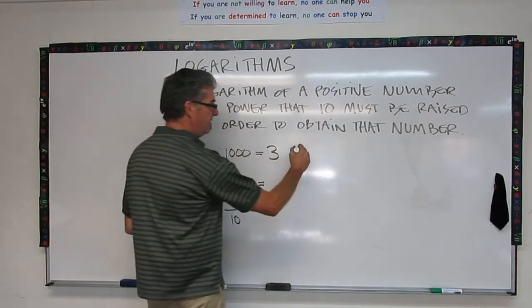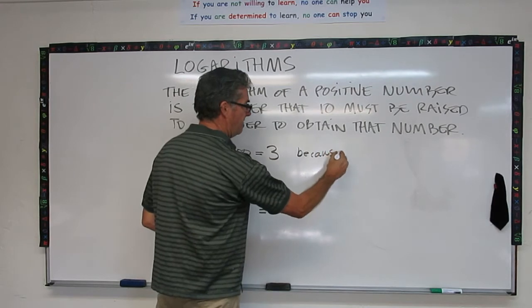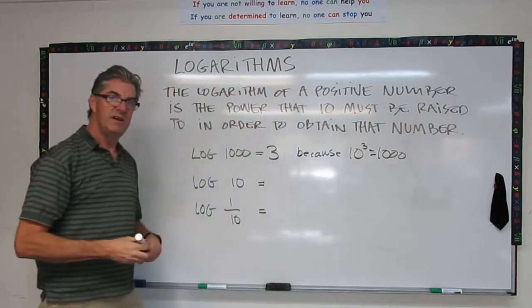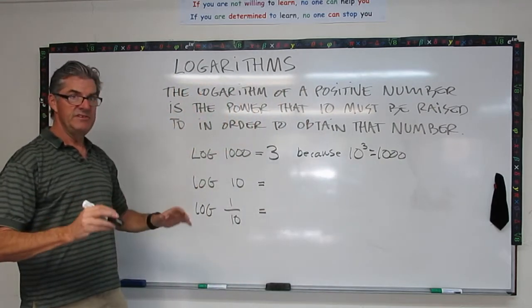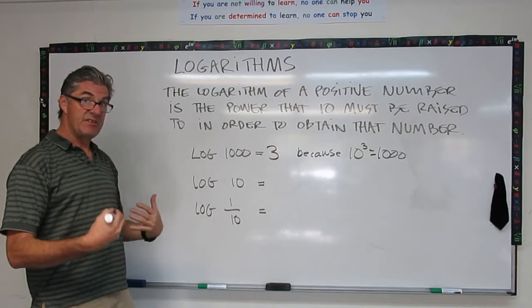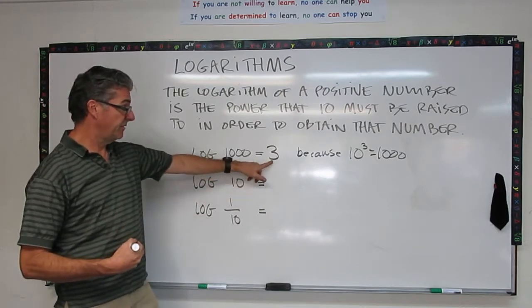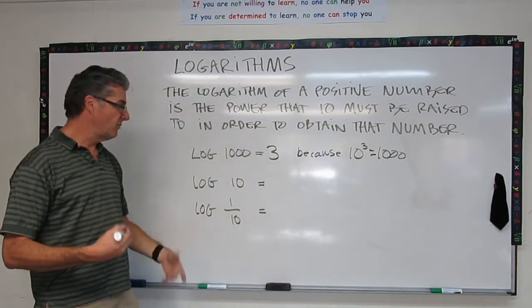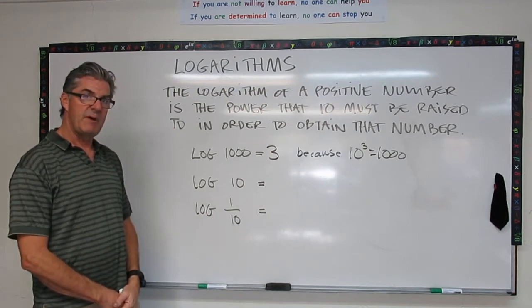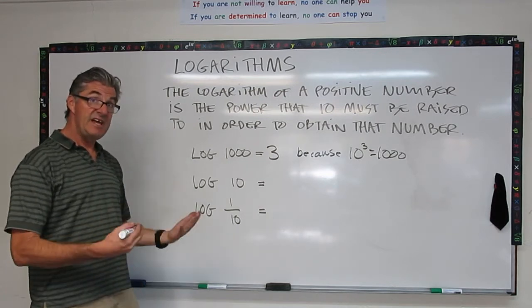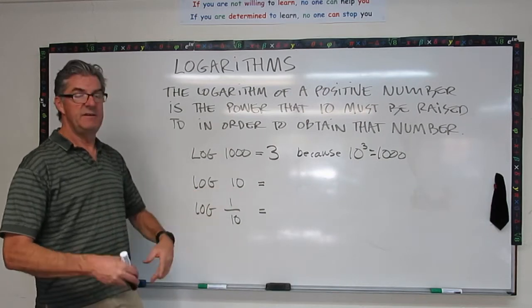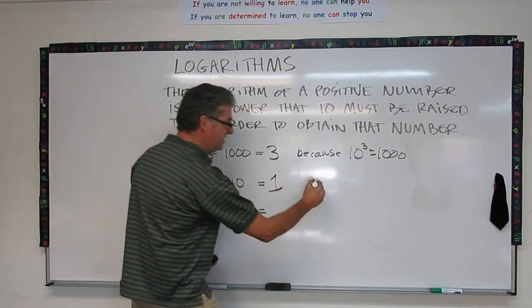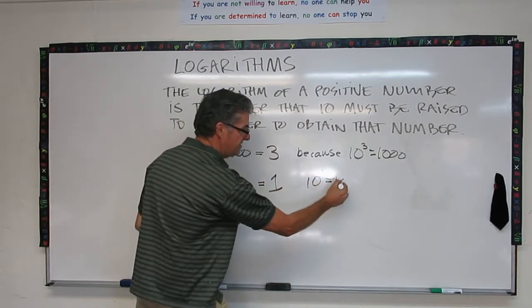The reason is because 10 to the 3 equals 1,000. Okay? So log 1,000 means what power of 10 makes 1,000? That power is 3 because 10 to the third makes 1,000. Okay? So let's try one. What's log 10? Think about that. It's asking you what power of 10 makes 10? And that's just 1 because 10 to the 1 is 10.